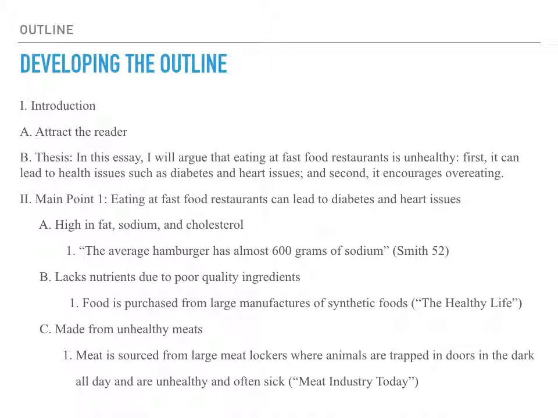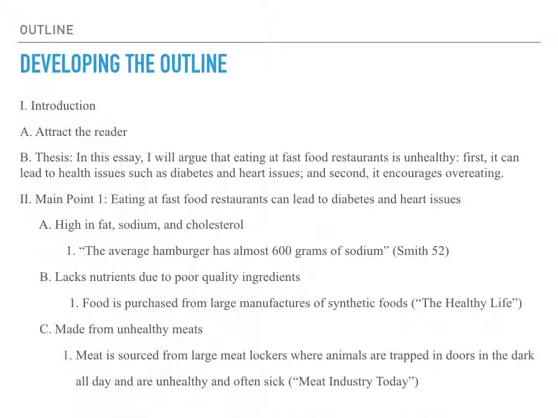Then under my subpoint, I have the number 1, and I give my first piece of evidence. And here is a quote: the average hamburger has almost 600 grams of sodium, end quote. And then I have my in-text citation, Smith, page number 52. So see, I've already inserted a quote here, and so I have evidence backing up this claim that it's high in fat, sodium, and cholesterol. I have a quote here that's going to support that.